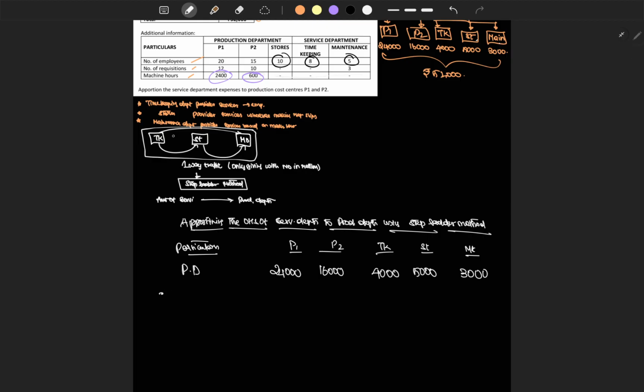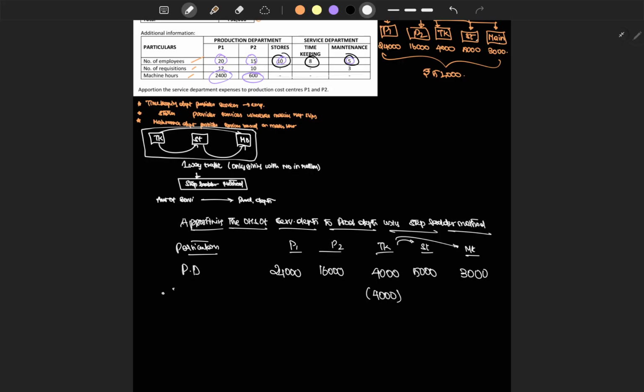First, the timekeeping department is providing services to both departments, right? So let's exhaust the values of timekeeping department. How can we apportion the value? This is done through the number of employees allocation. Number of employees is allocated as 20, 15, 10, 5, right?